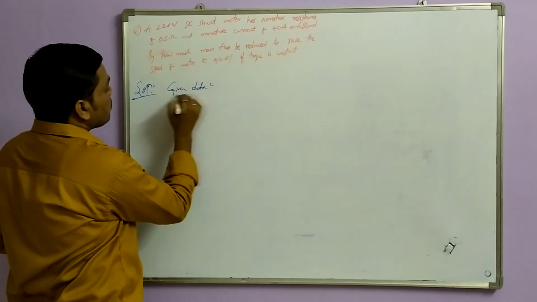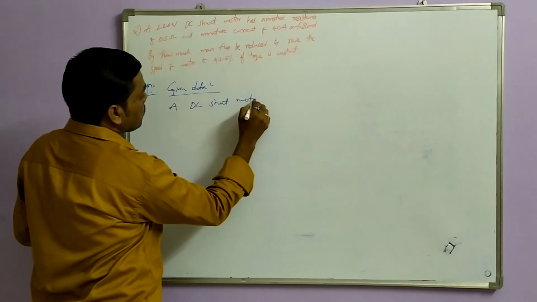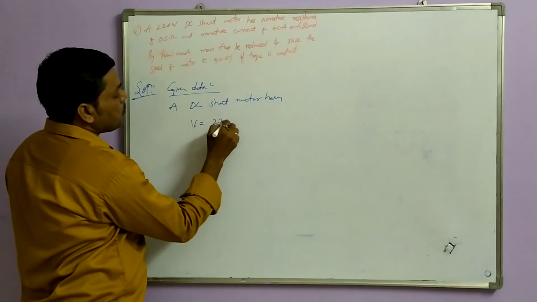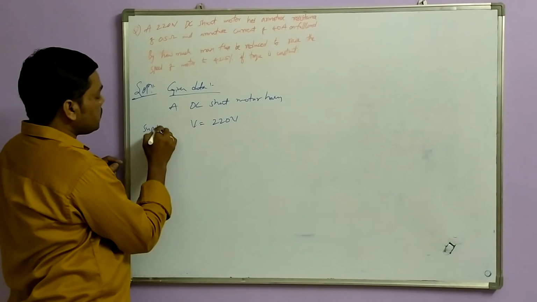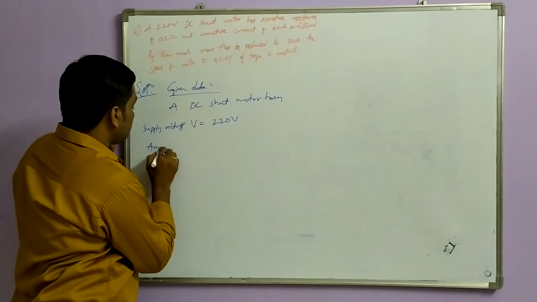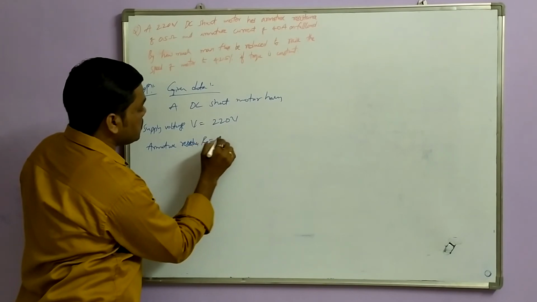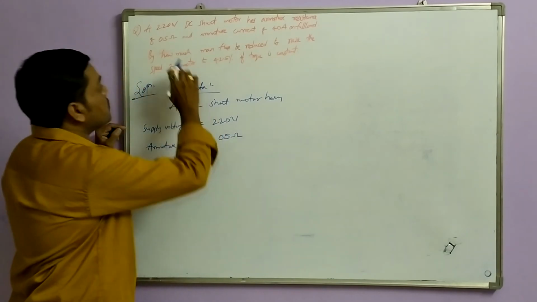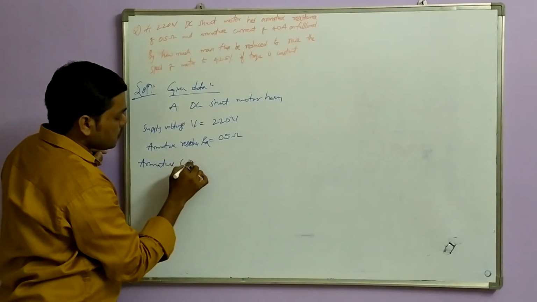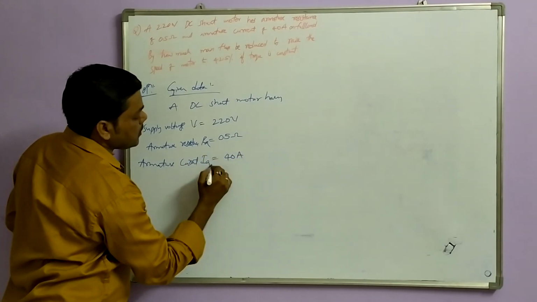The given data: a DC shunt motor having V equal to 220 volts. What is V? Supply voltage. Next, the armature resistance Ra is 0.5 ohms, and armature current is given. The main parameter, armature current, is 40 amperes, and it is full load.